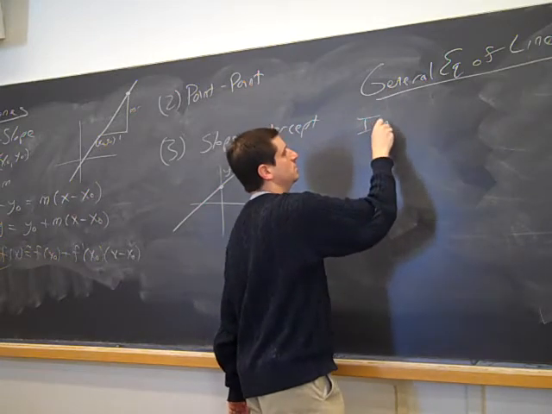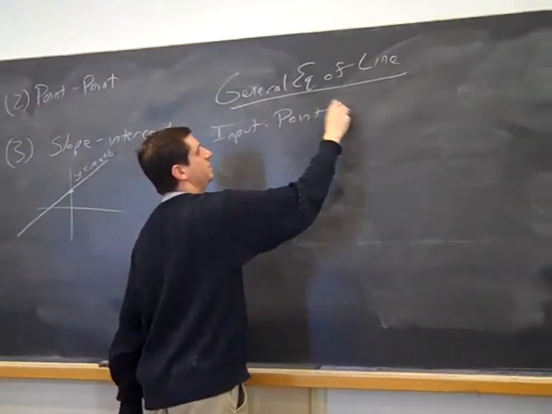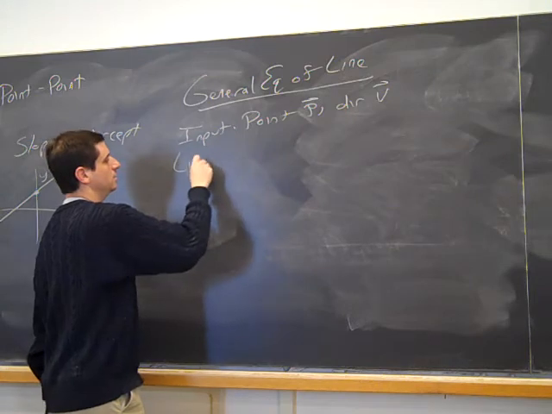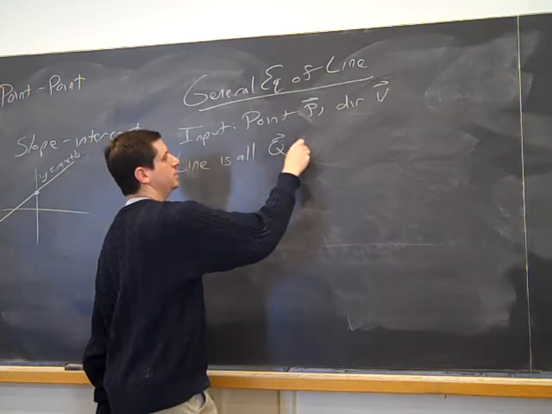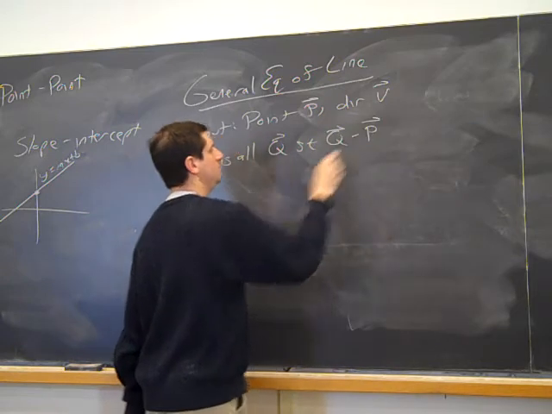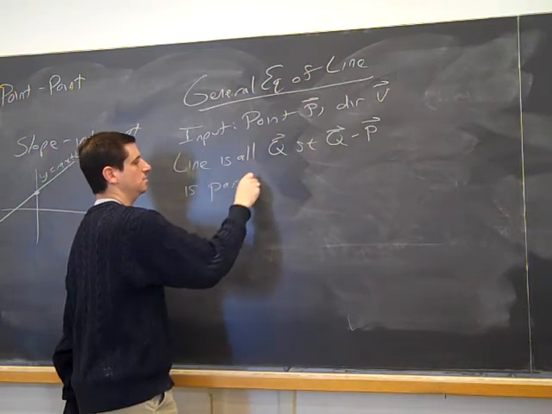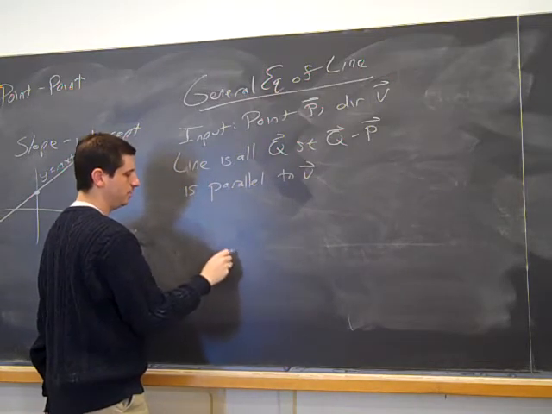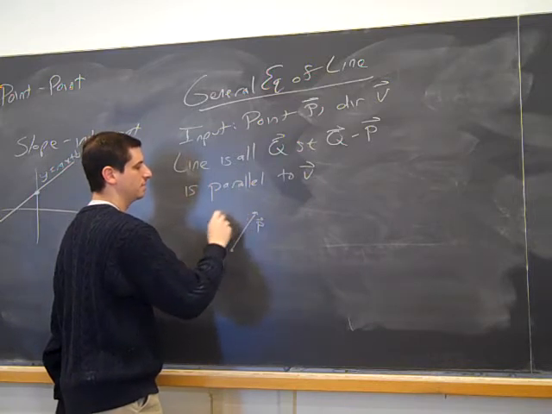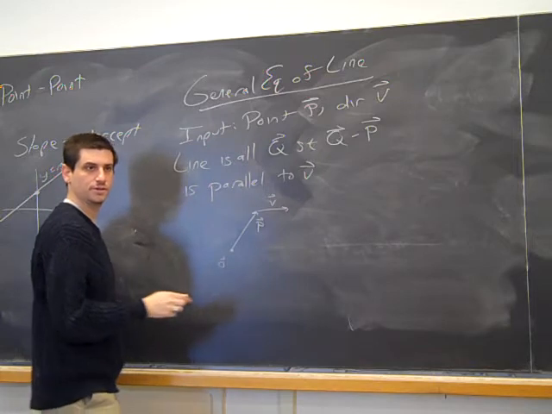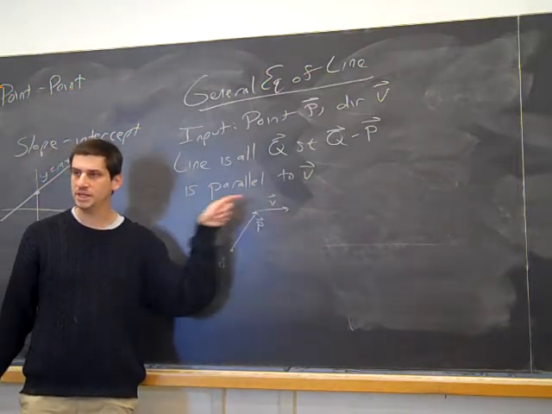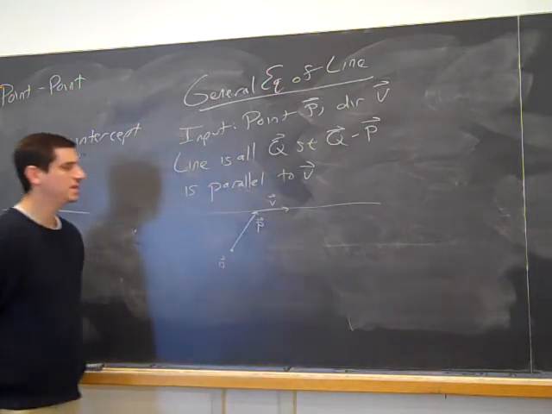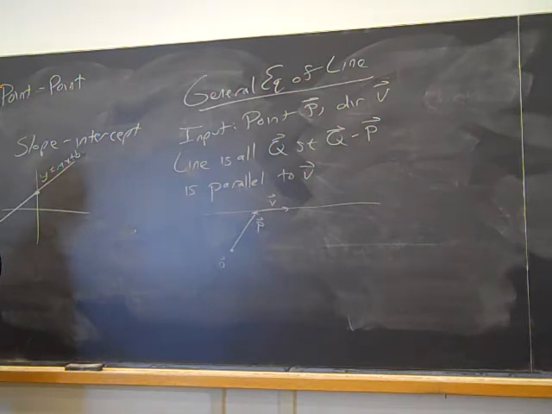So the input is a point P and a direction V. So the line is all Q such that Q minus P is parallel to V. If you want to think about what's going on, here's the origin, here's my vector P, here's the direction V, and I want the line going through P in the direction V, right? That's going to be the line going through P in the direction V.